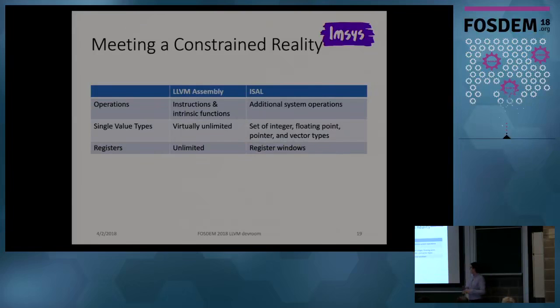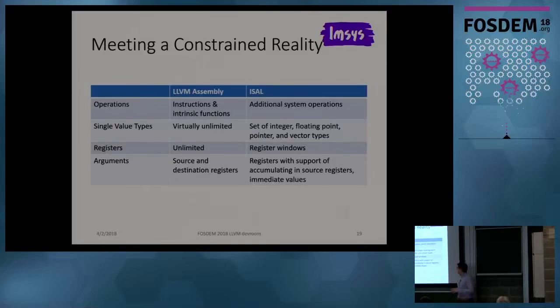Then registers. LLVM assembly has an unlimited number of registers, which is again impractical to try implementing. So we defined a set of register windows which we support. And when talking about registers, it might be worthwhile to mention that there is a big difference between LLVM assembly and reality, as LLVM assembly is in SSA form, static single assignment form, which is again not practical to implement, so of course we don't support that.